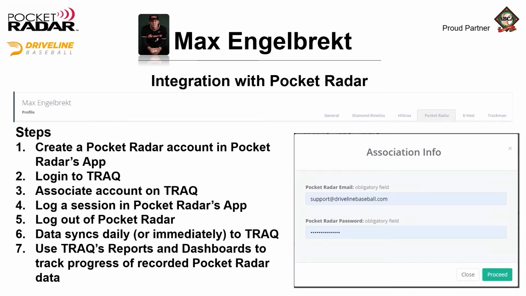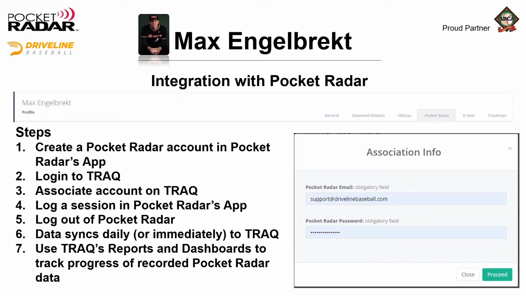So first off, in some order, you need to have a Pocket Radar account on the Smart Coach, which is free for any athlete to use. You need an email and password to log in with the Smart Coach. Second, you need a TRAQ account. Either you have a subscription with TRAQ, or as I'll go over later, we have free athlete accounts that anybody can sign up for. You can link up your Pocket Radar and TRAQ accounts in just a minute.